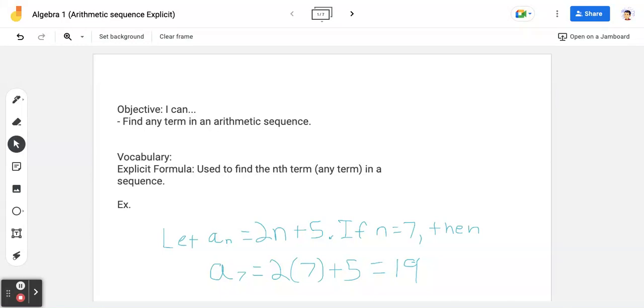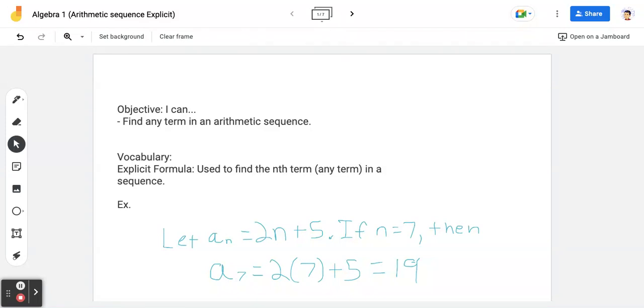So explicit formulas are used to find the nth term, or we'll call it any term, in a sequence. So we'll use the bottom example, and we'll notice some similarities in this example and things that we've seen before. Let's say a sub n equals 2n plus 5. If n is equal to 7, let's find the seventh term. But let's take a look at this first.